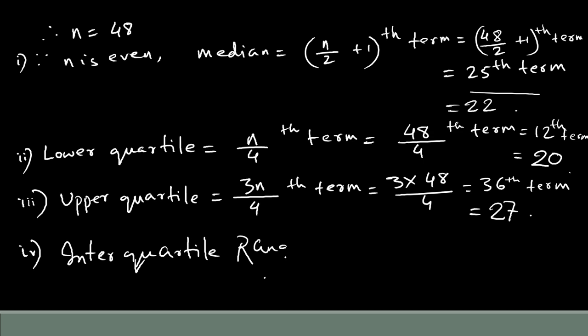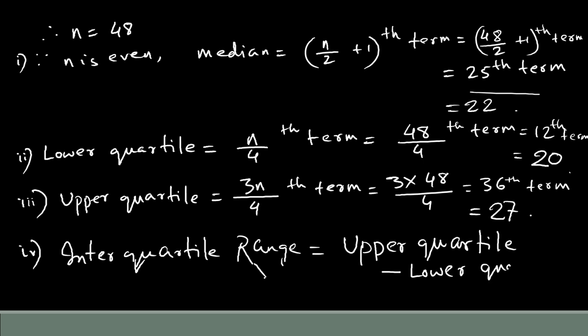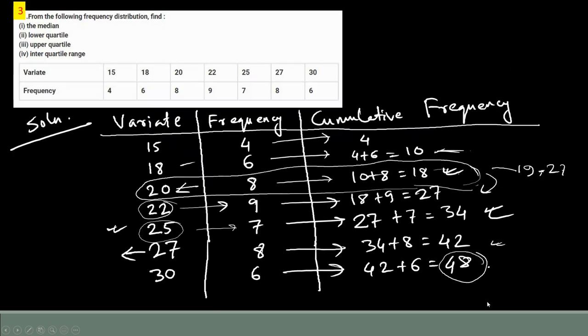Interquartile range. So this is upper quartile. You have to minus lower quartile. That is 27 minus 20, which will give us 7. This is our answer. Upper quartile minus lower quartile, this will be our interquartile range. So you see we have answered all the questions: the median, the lower quartile, upper quartile, and interquartile range.